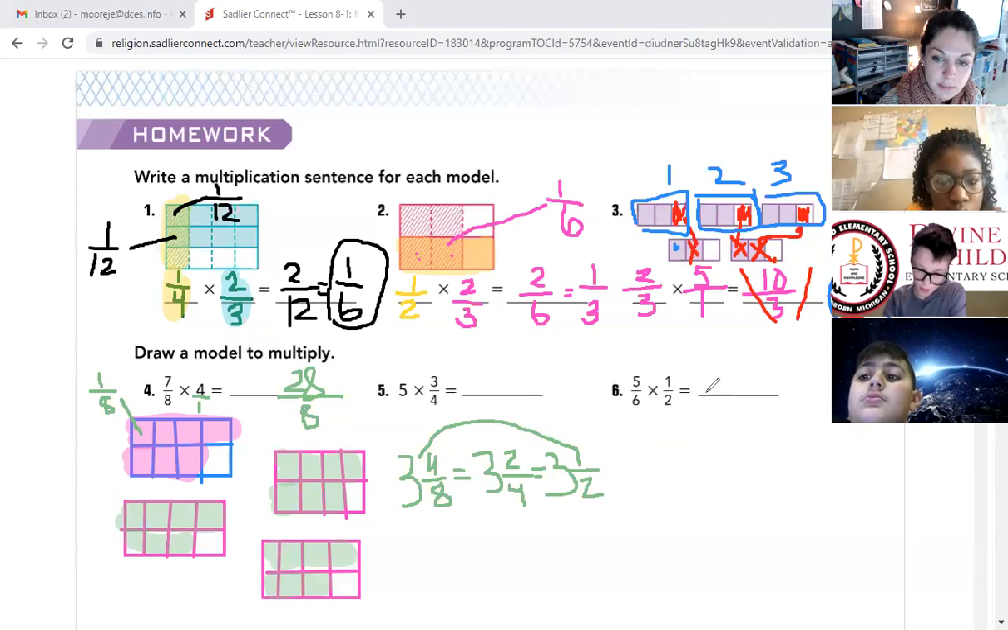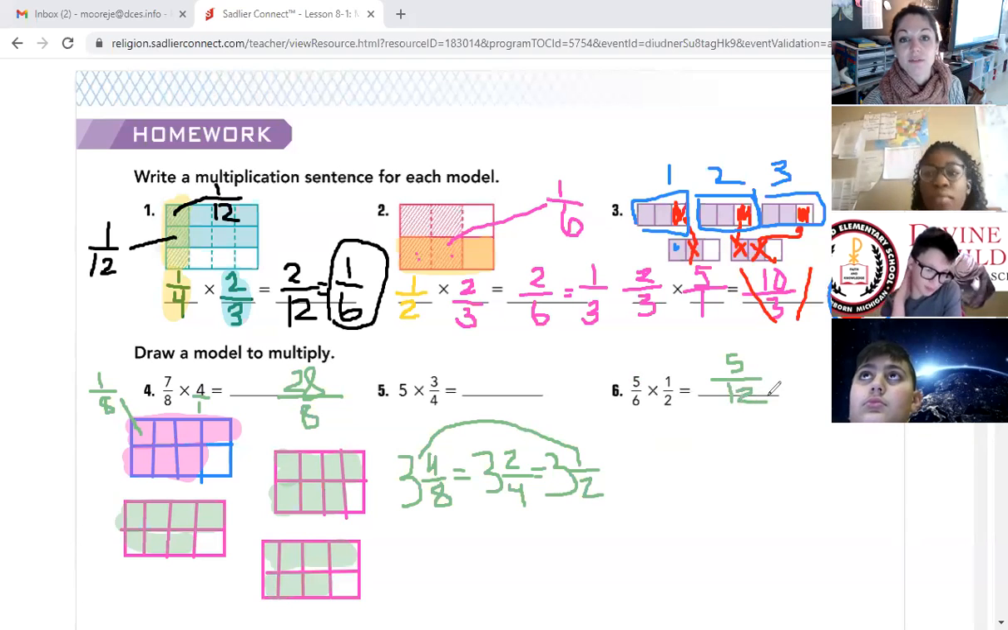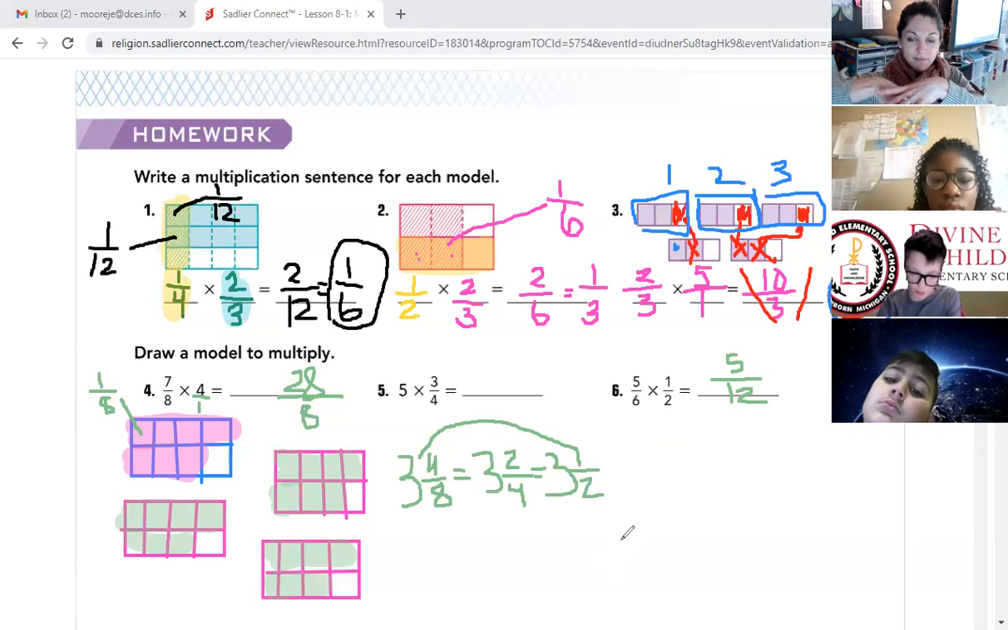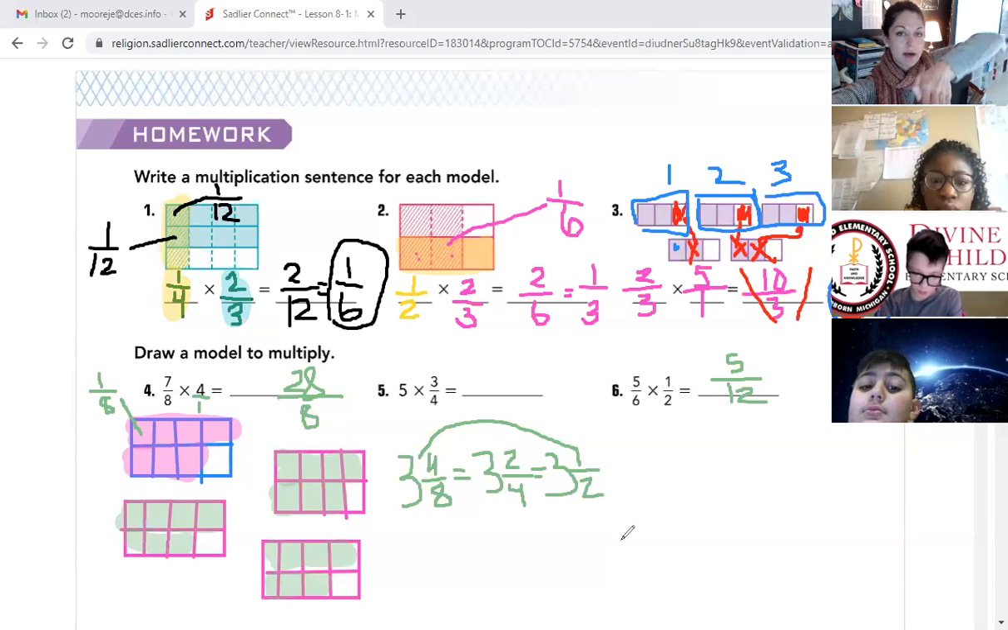I'm going to skip over to number 6 here. Quickly, what would the procedural answer for this one be? What's 5 times 1? 5. And 6 times 2? 12. So we know the answer is already going to be 5/12. But how do we demonstrate it with a model? A fraction of a fraction is going to have to be in one whole box, showing one fraction modeled this way and the other fraction modeled this way, and their overlapping piece is going to represent 5/12.